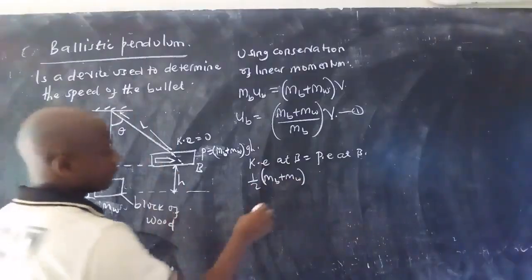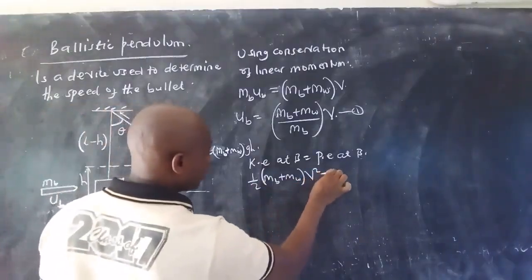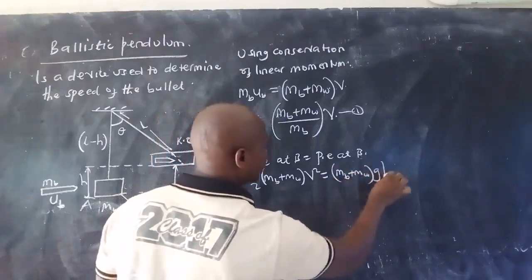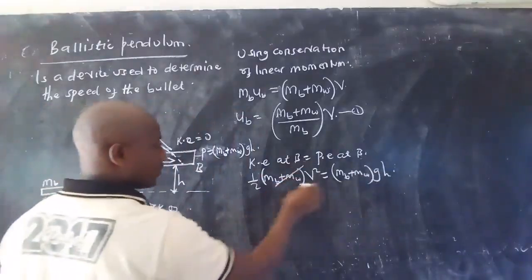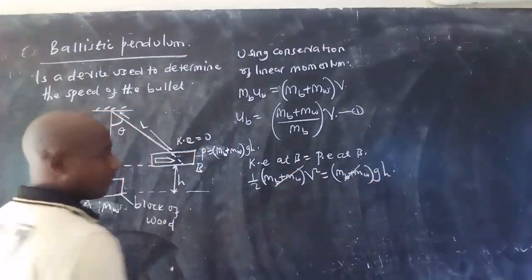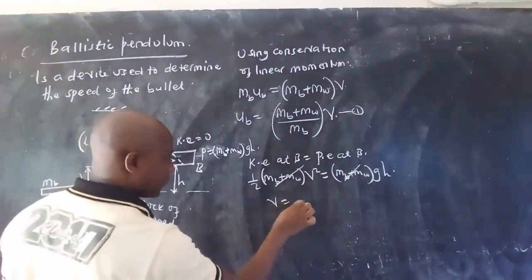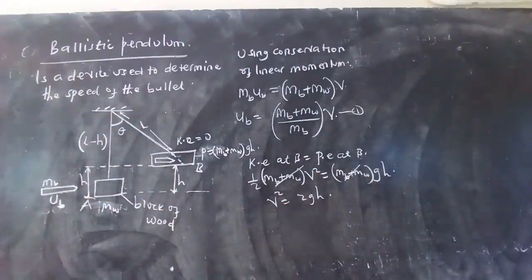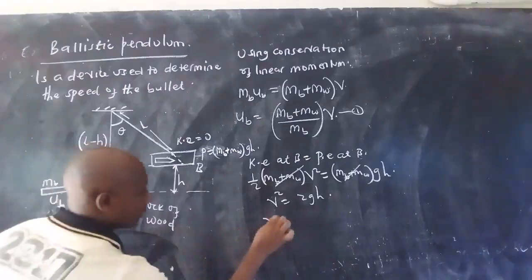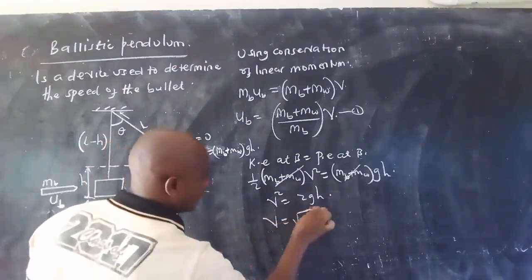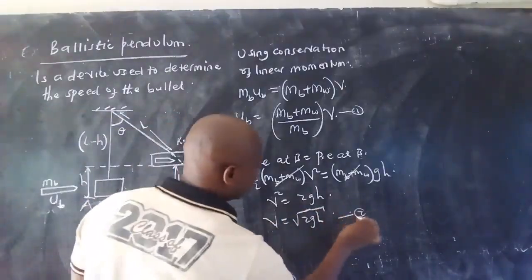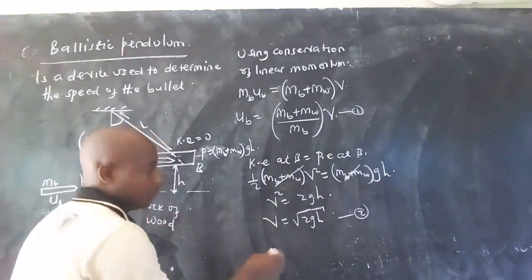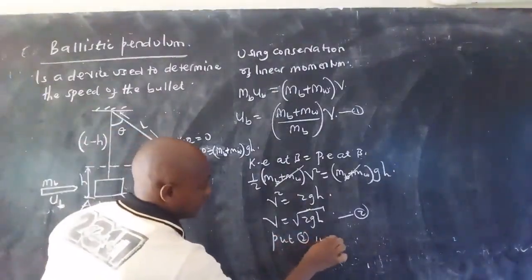At B, (m_breath + m_wood) times V squared becomes (m_breath + m_wood) GH. So this will cancel. We shall say that our V squared will become 2GH. So our V becomes the square root of 2GH. This is equation 2. We are going to substitute equation 2 in equation 1. Put 2 in 1.